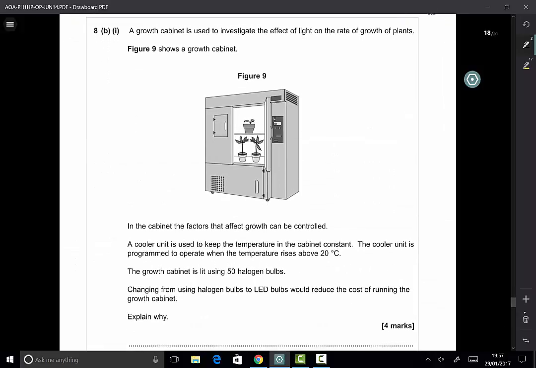Okay. A growth cabinet is used to investigate the effect of the light on the rate of growth of plants. As a picture, in case you can't imagine that. In the cabinet, the factors that affect the growth can be controlled. A cooler unit is used to keep the temperature down. It's programmed to operate when the temperature rises above 20 degrees. It's lit using 50 halogen bulbs. Changing from using halogen bulbs to LED bulbs will reduce the cost of running the growth cabinet. Explain why. And it's a 4 marker.